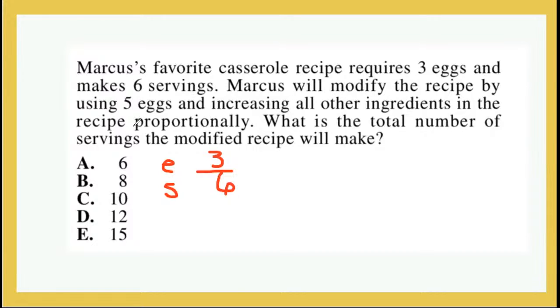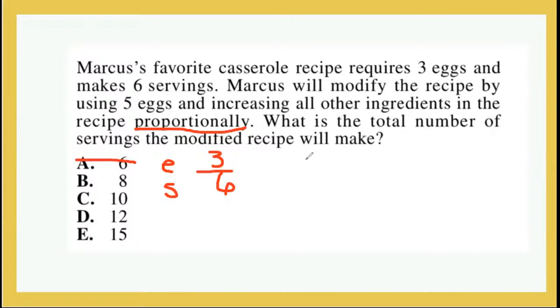Marcus will modify the recipe by using 5 eggs and increasing all of the ingredients in the recipe proportionally. I kind of got ahead of myself, but look, it actually has the word in the problem, proportionally. So we know we have to solve a proportion, or at least reason proportionally through this thing. What is the total number of servings the modified recipe will make? It would be ridiculous for it to make 6 servings when we know 3 eggs makes 6 servings. So let's just straight up eliminate the ridiculous answer, the distraction, just get rid of it, okay?